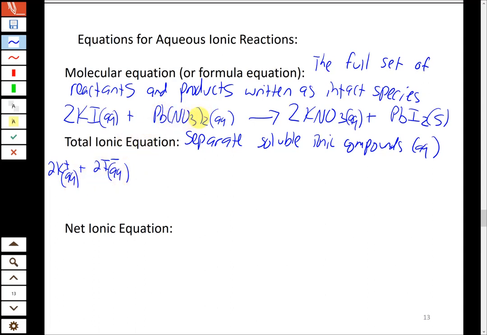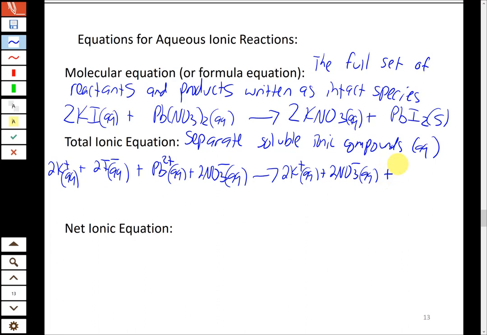Lead nitrate is a soluble compound, so it's going to be written as lead 2 plus and 2 NO3 minuses. So we separate both reactants into their ions because they're both soluble ionic compounds. And then on the product side, we have one of our products, KNO3, is soluble, so it's written as AQ. So that's going to also be separated into ions, 2K plus and 2 NO3 minus.